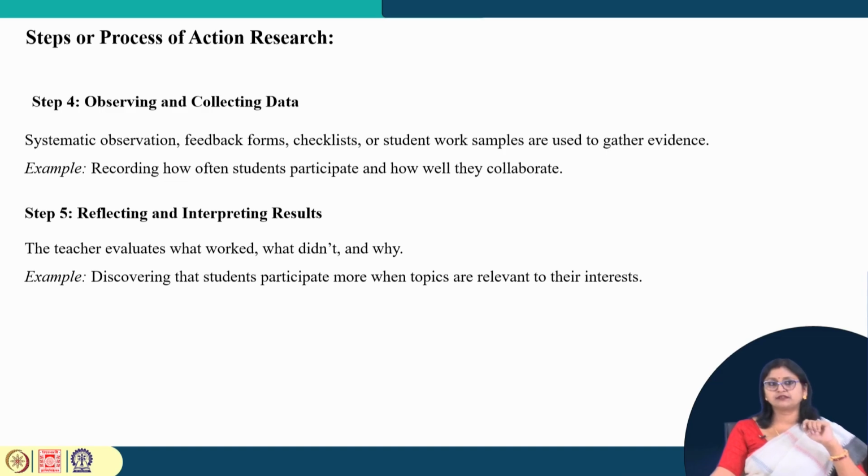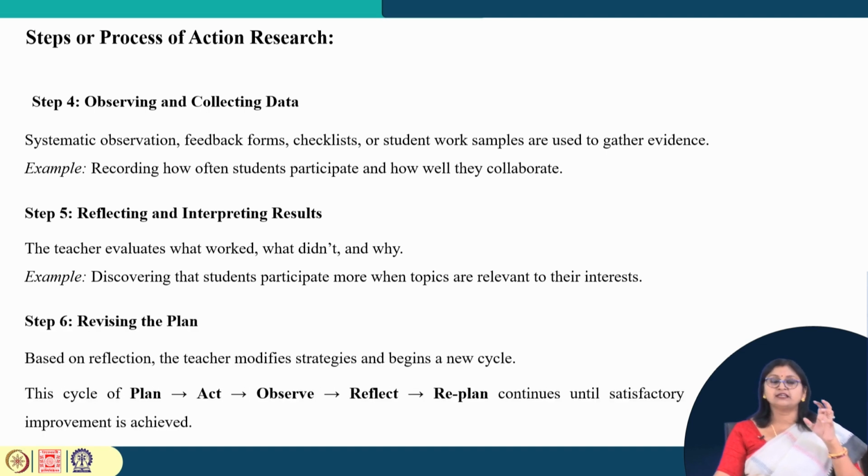The fifth one is reflecting and interpreting results. In this fifth step, the teacher evaluates what worked, what did not and why. If someone started replying and initiating in that discussion, then what is working? If not replying, what is the problem? Why are they not speaking? So, this can be evaluated by the teachers. For example, discovering that students participate more when topics are relevant to their interest, or maybe they are finding it useful to discuss.